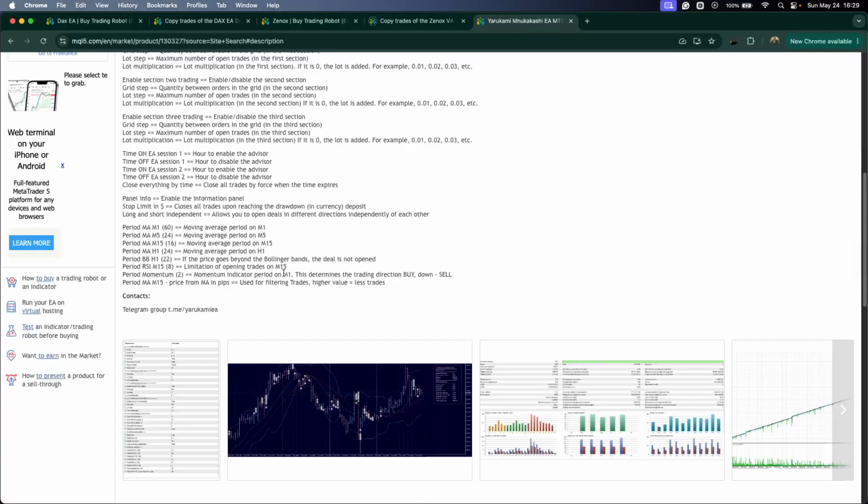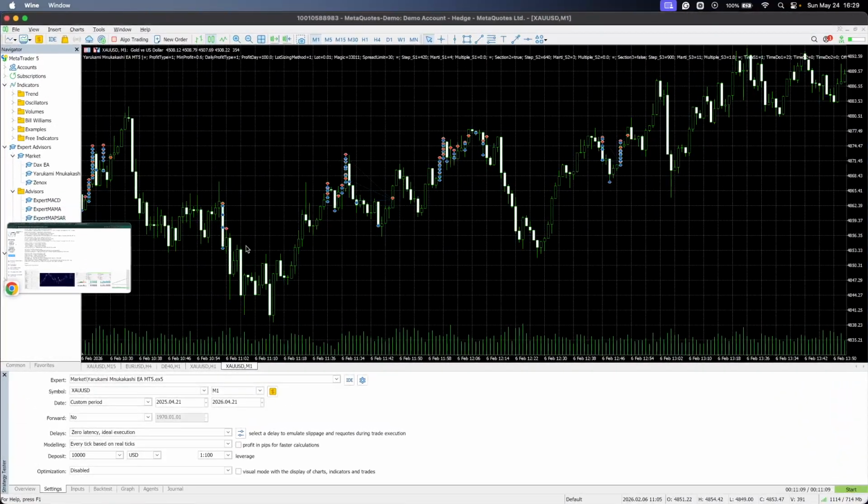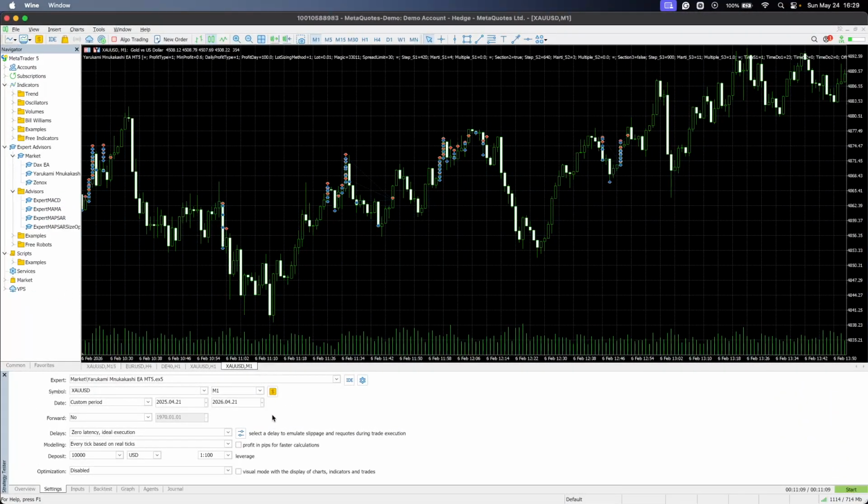Now for the real talk and for the numbers. I tested this expert advisor on the XAU USD on the 1 minute time frame over a full year, April 2025 to April 2026, on a $10,000 account, and this is it. The modeling is every tick based on real ticks, as you can see.